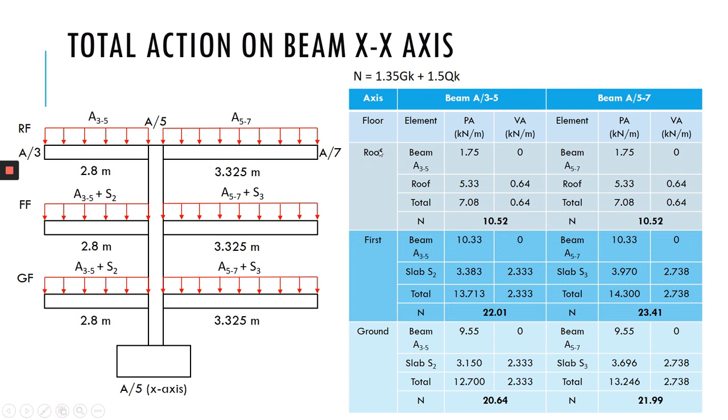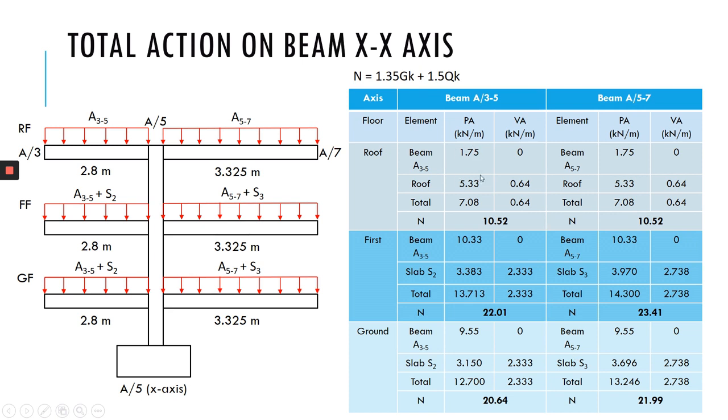So for the roof floor, there is a load from the beam A35 and also roof. Okay, for the first floor, there is a load from the beam and also from the slab 2, for beam 35. For the ground floor, there is a load from the beam and also slab 2. For the beam 57, there is a load at the roof floor from beam and also roof. For the first floor, beam and also slab S3, and same as a ground floor.